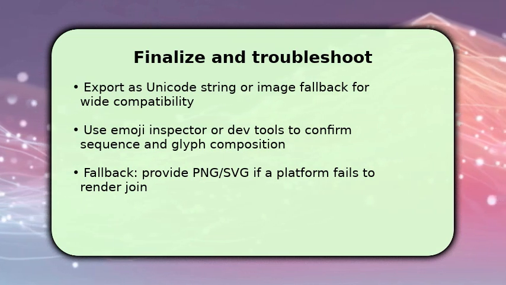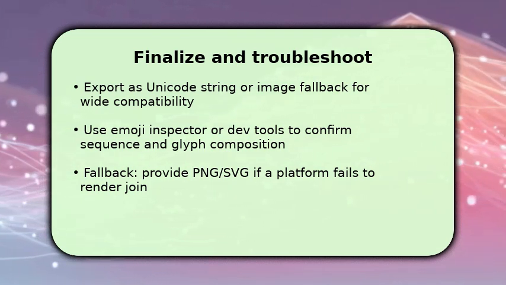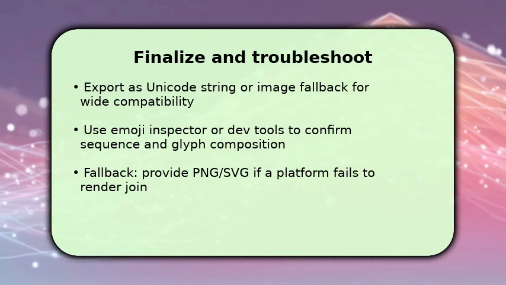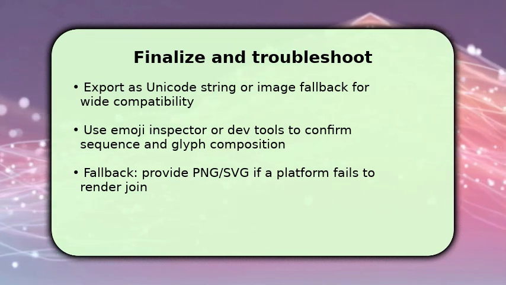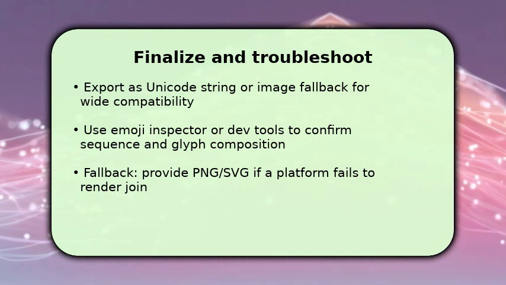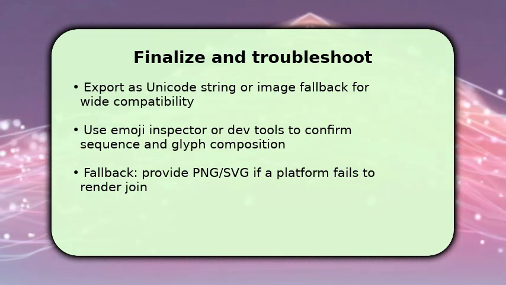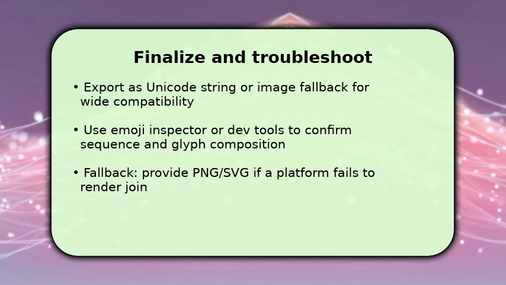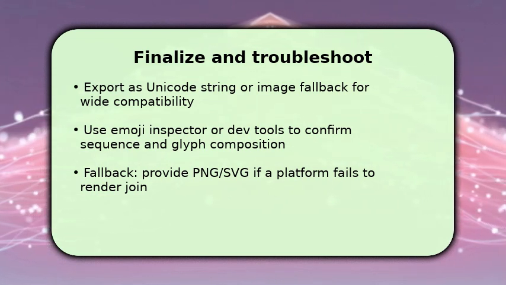You want consistent results. If the joined emoji breaks, first confirm the ZWJ and modifier code points are present. Missing ZWJ is the most common error. If that fails, use the PNG/SVG fallback and document supported platforms to avoid surprises.